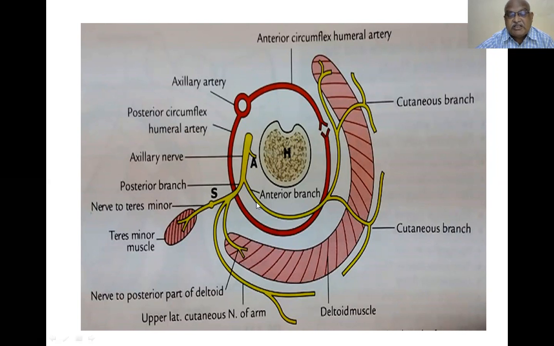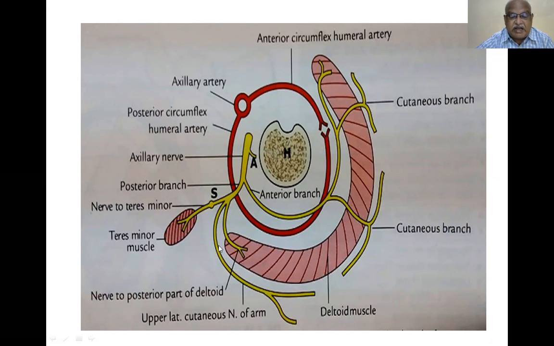So, the anterior branch of the axillary nerve is associated with the posterior circumflex humeral artery under cover of deltoid. This anterior division supplies the deltoid muscle, and by piercing the deltoid muscle it gives cutaneous branches. These are all the cutaneous branches. The posterior division supplies the posterior part of the deltoid muscle, and also it gives a branch, the upper lateral cutaneous nerve of the arm.